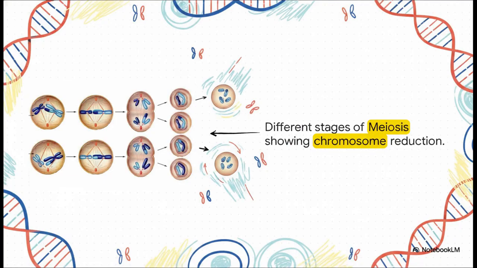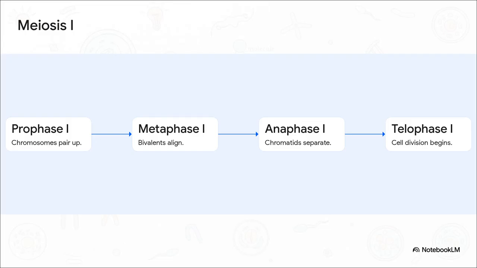Looking at this, you can visually track exactly what that reduction looks like. Notice how those X-shaped structures holding the genetic code pair up, align right in the center, and are systematically pulled apart to opposite poles of the dividing cell. It is a highly choreographed sequence of events, basically ensuring that each new daughter cell receives the precise, reduced payload of genetic material required.